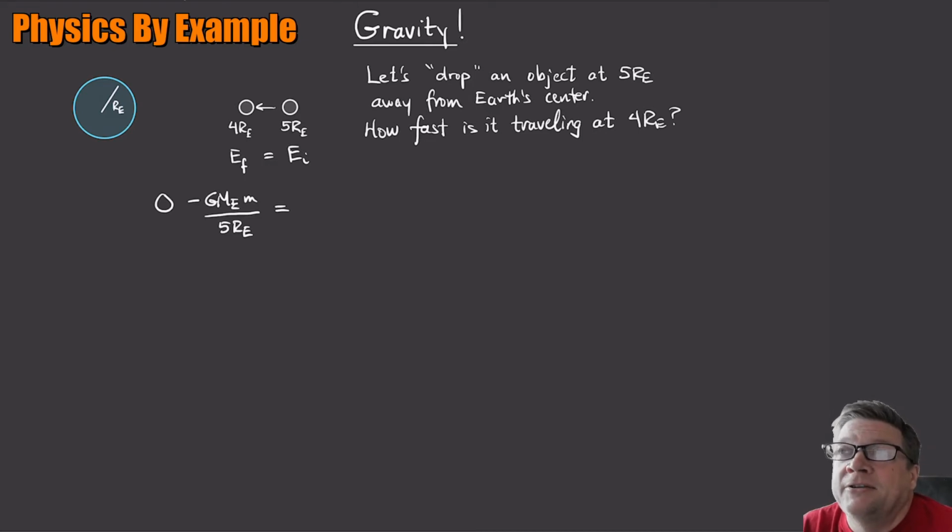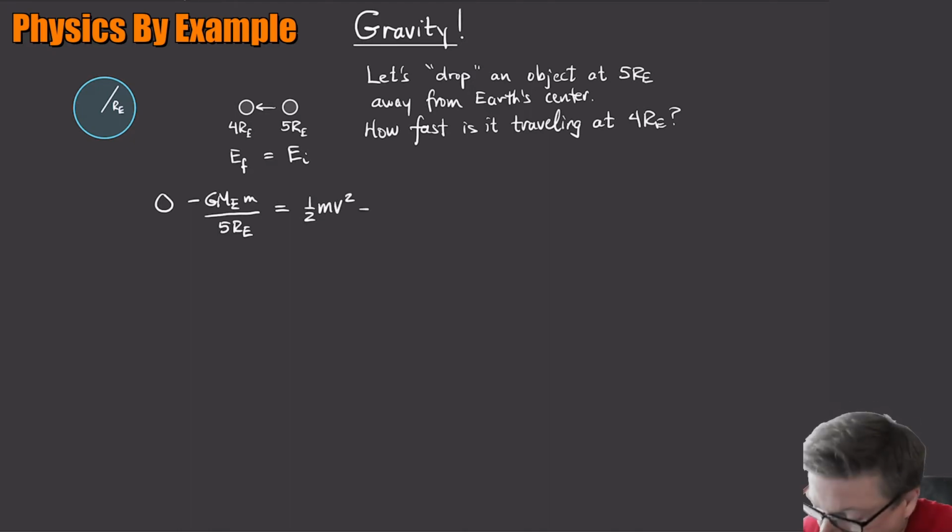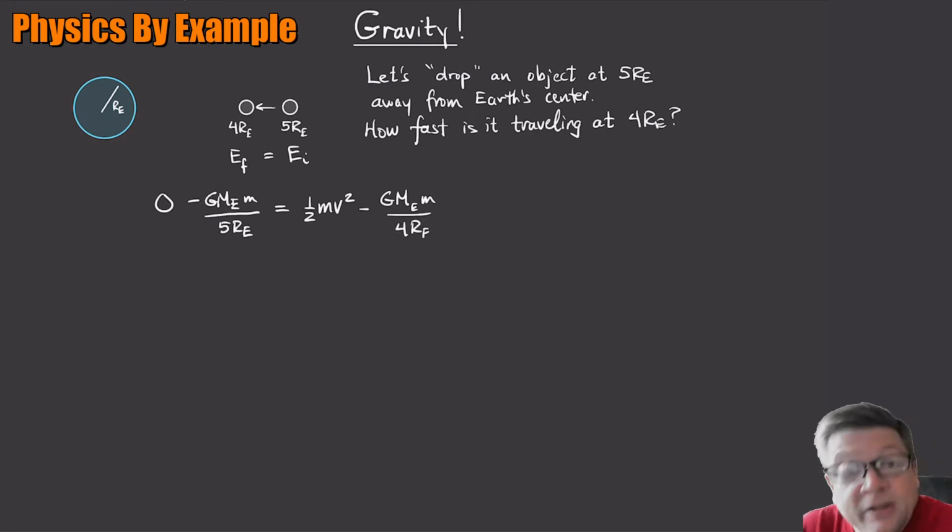And then its final energy, it's got some speed now. This is what we're going to solve for. 1/2 mv squared, and then minus its gravitational potential at that point, GMEM over 4RE. Remembering your negative signs. These always have negative signs. It doesn't matter what the mass of the thing is, satellite, rock, whatever.